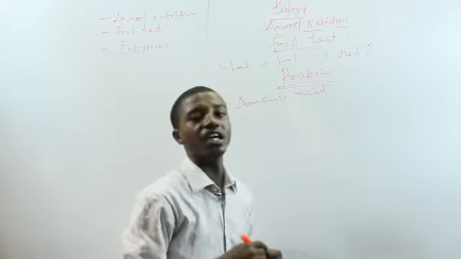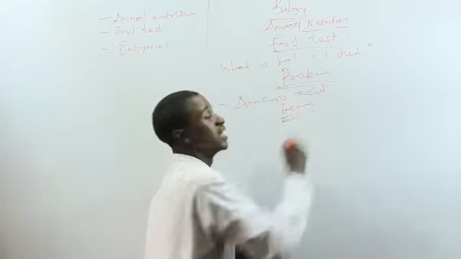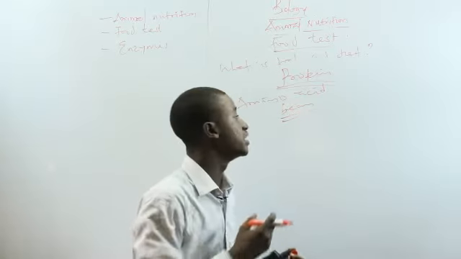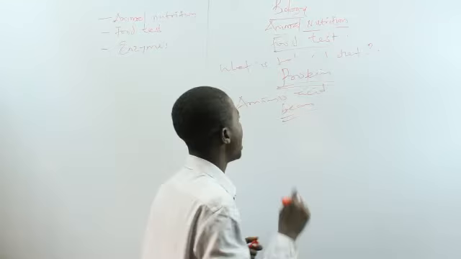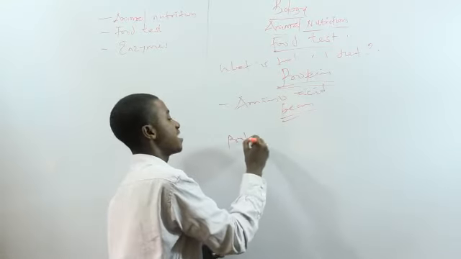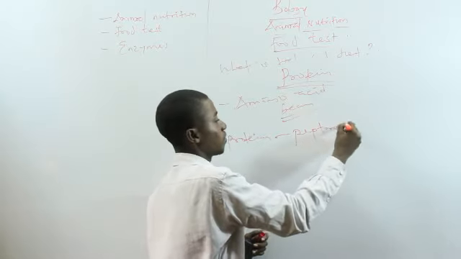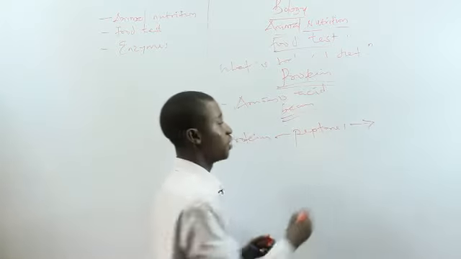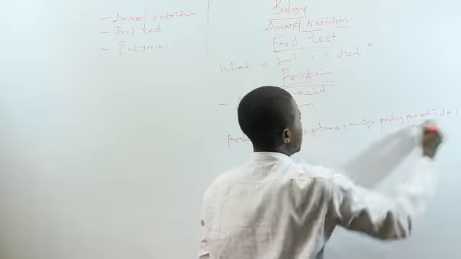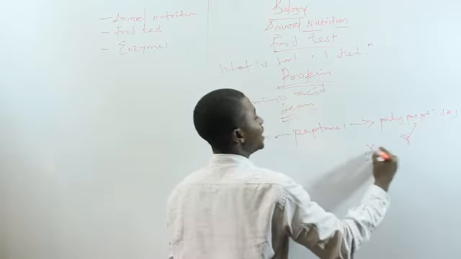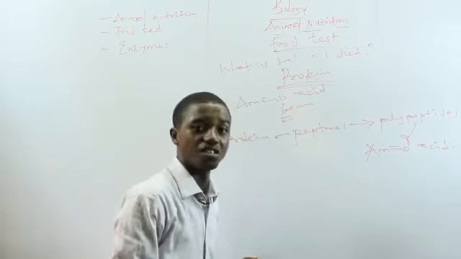Now a very good source of protein is your beans. When you take your beans through your mouth, the beans go down, you do churning movement, and you break down the beans. Basically, protein will first be broken down into peptones. From peptones, it will be broken down into polypeptides. Then from polypeptide, it will be broken down into amino acid. So these are the processes of digestion.